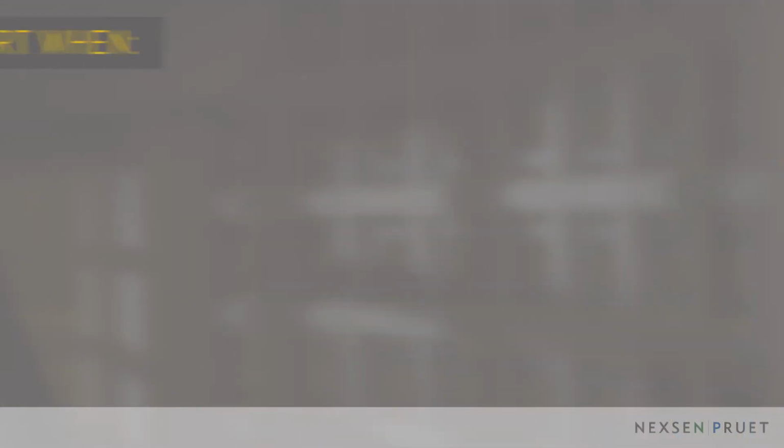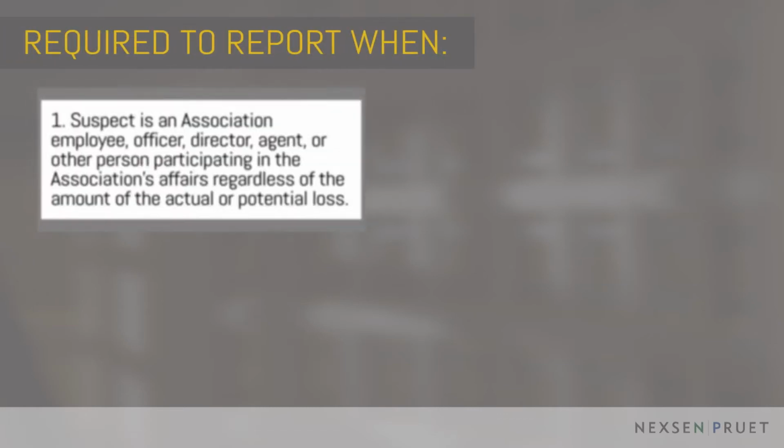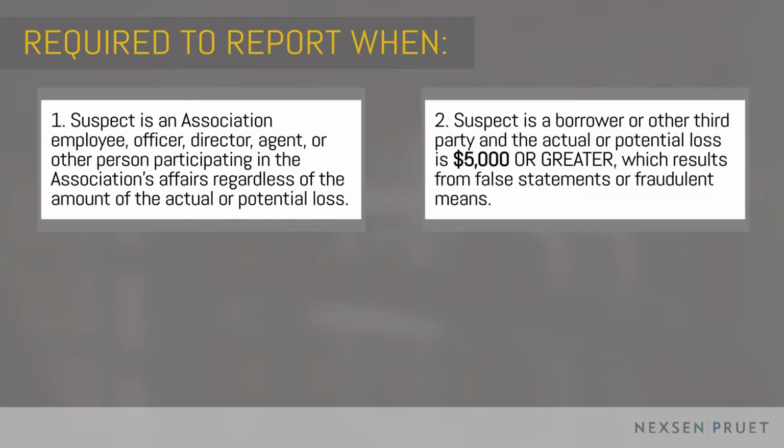The Farm Credit Act provides the applicable reporting guidelines and thresholds for filing a criminal referral. Under the Act, an association is required to report any known or suspected criminal activity when, first, the suspect is an association employee, officer, director, agent, or other person participating in the association's affairs, regardless of the amount of the actual or potential loss. Second, when the suspect is a borrower or other third party and the actual or potential loss is $5,000 or more, which results from false financial statements or fraudulent means.